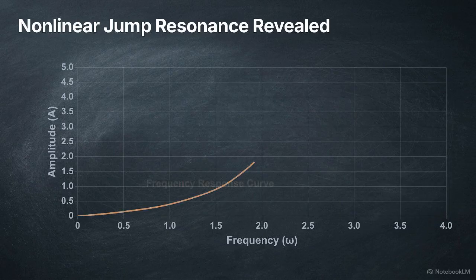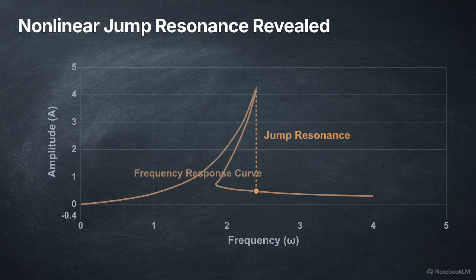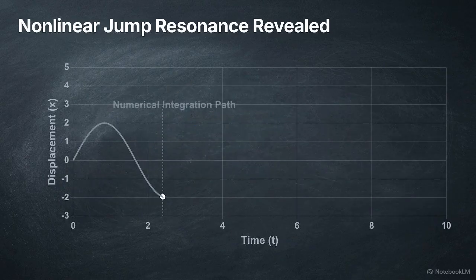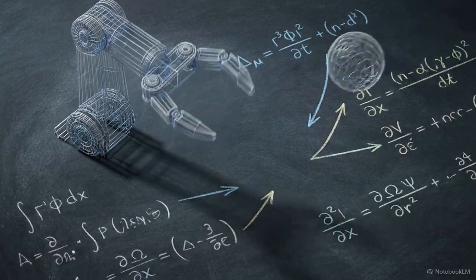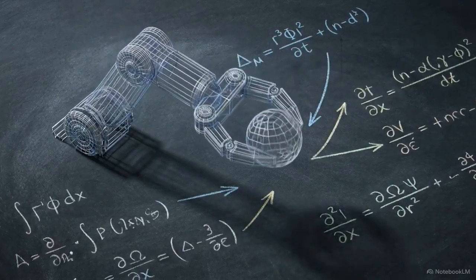In the next module, we will plot frequency response curves to map where a system triggers jump resonance. Numerical integration shows us what a dynamic system is doing in the present. Approximate analytical solutions grant us the mathematical leverage to engineer exactly what it will do in the future.